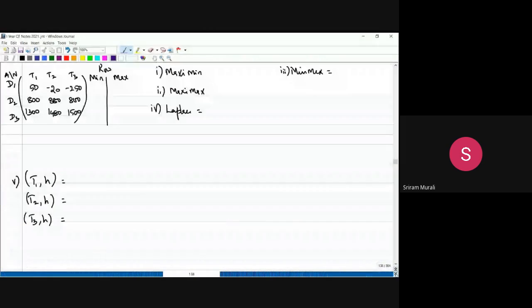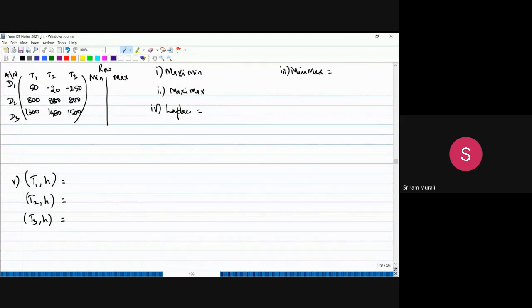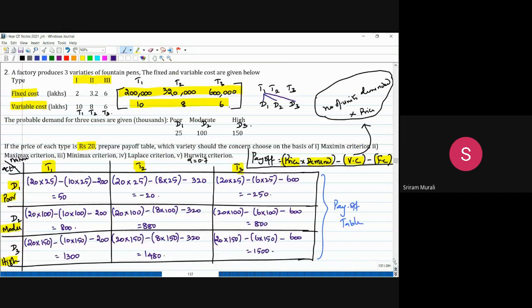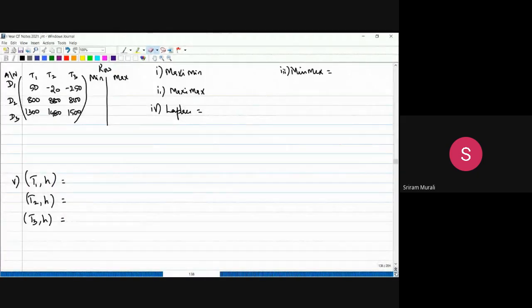Maximin and minimax. So this is a matrix. D1, D2, D3, T1, T2, T3. I just take from this answer 50, minus 20, minus 250. So I take this value. I wrote here. Now you go to the algorithm.